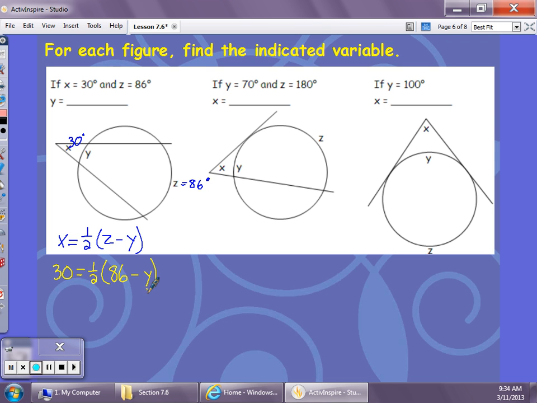So if we start solving our equation, we can multiply both sides by the reciprocal of 1/2, which is 2. So 2 times 30 is 60. So 60 is going to equal 86 minus y. And if we subtract 86 from both sides, we're going to get negative 26 is equal to y. So now we know that y is going to equal 26 degrees.